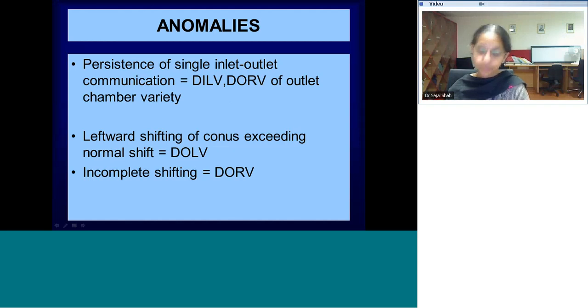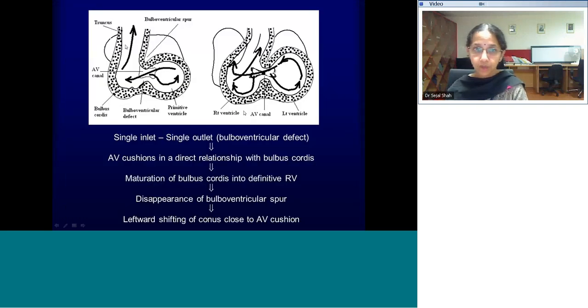And if you have a persistence of that communication as a single inlet, single outlet persisting, you're commonly going to have situations like double inlet left ventricle or a single orifice AV valve with a single outlet from the right ventricle.